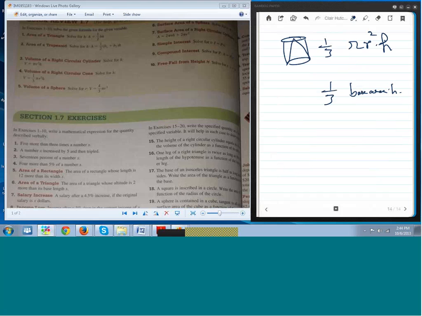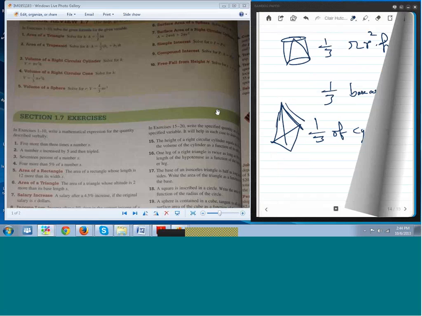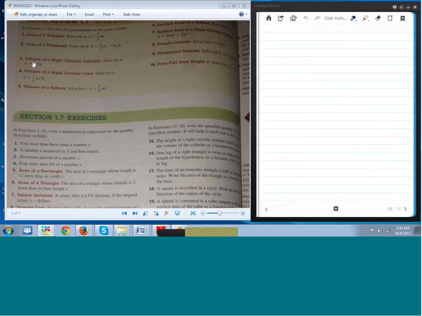Or any other kind of shape. Even if it's a triangular pyramid, it's one third of the cylinder. Make sense? So for numbers 2, 3, and 4, if you get this concept, you don't have to memorize these crazy formulas. For number 5, you sort of have to memorize this formula.